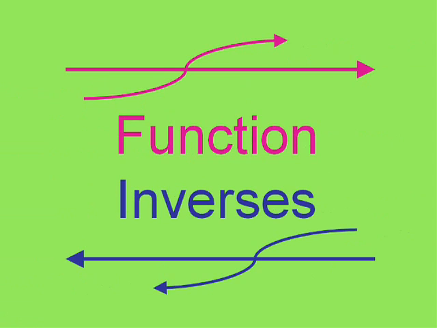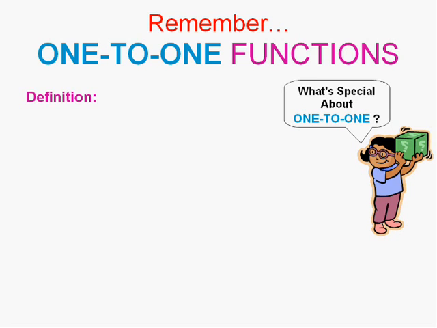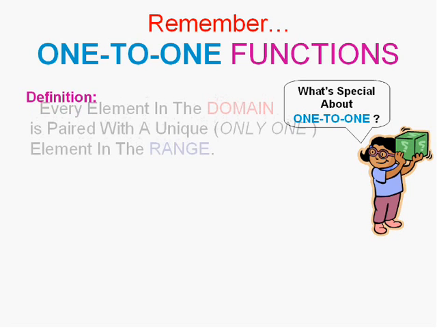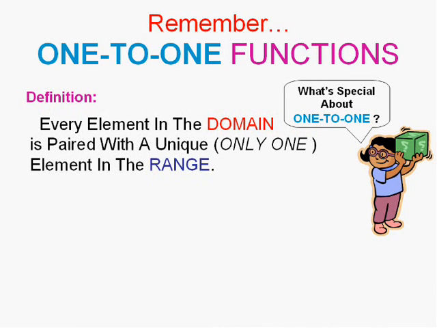A very useful cousin of a function is called the function's inverse. Do you remember a special type of function called a one-to-one function? Well, what made it special? First of all, every element in the domain was paired with a unique element in the range. That's what made it a function, period.